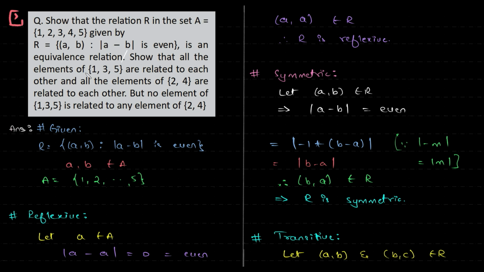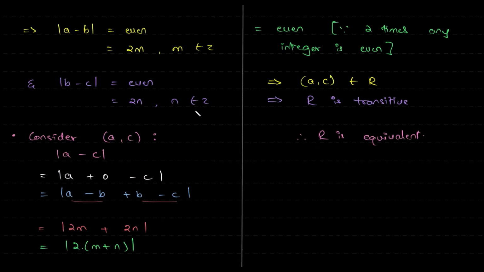The curious thing about this particular set is that all the odd numbers are related to each other, and all the elements over here are related to each other. And no element of this odd set is related to any element of this even set, right? It's quite simple actually. So we are looking at the case when a and b are both odd.